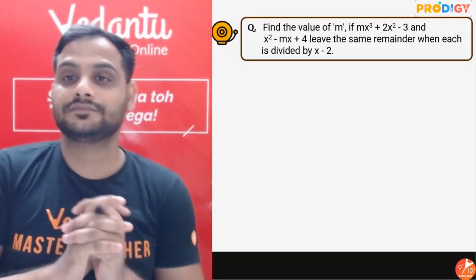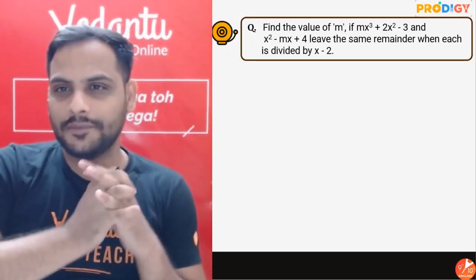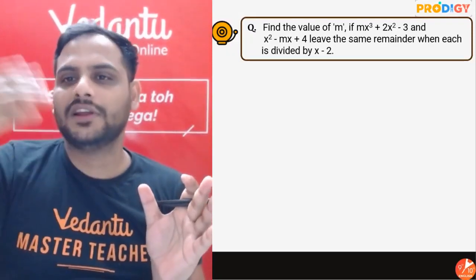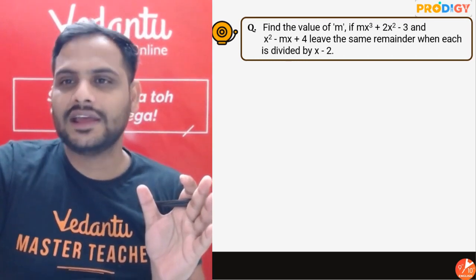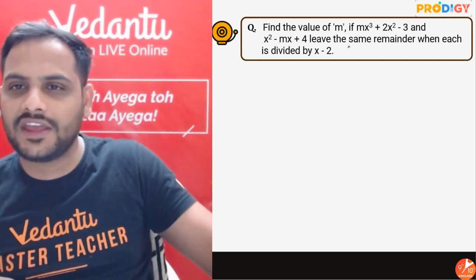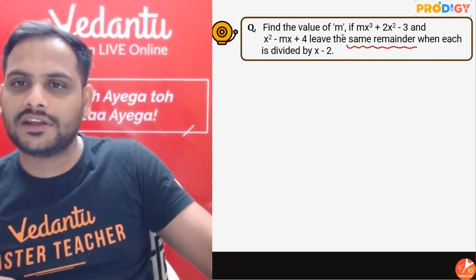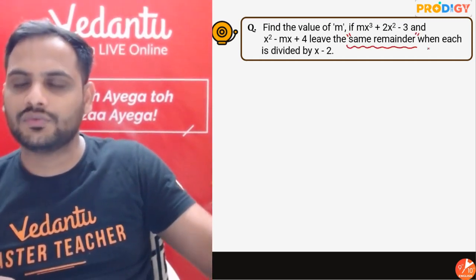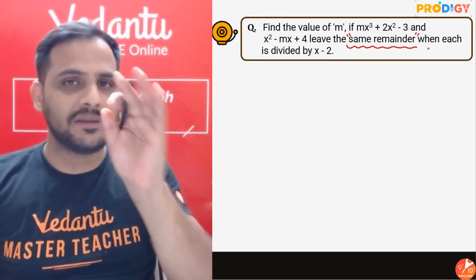One more question. Find the value of m if mx cube plus 2x square minus 3 and x square minus mx plus 4 leave the same remainder when each is divided by x minus 2. In this question, beta, again the remainder is the same.